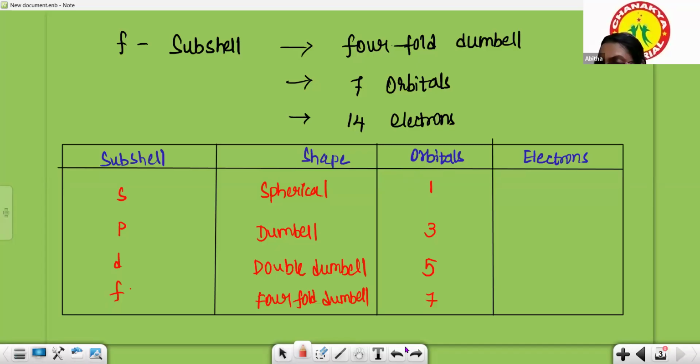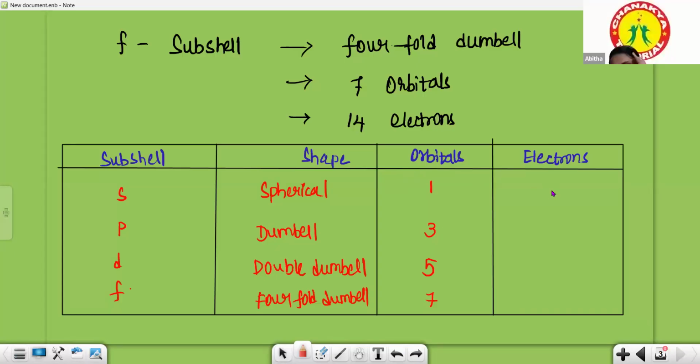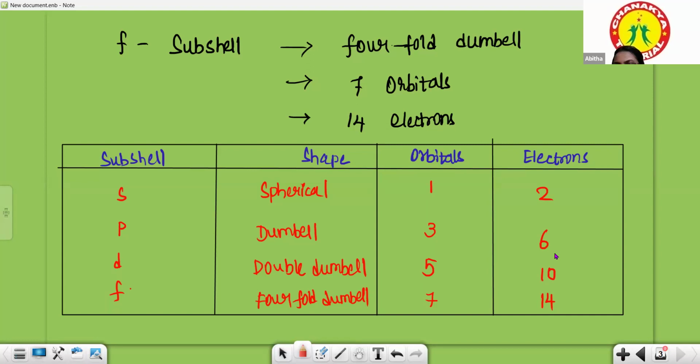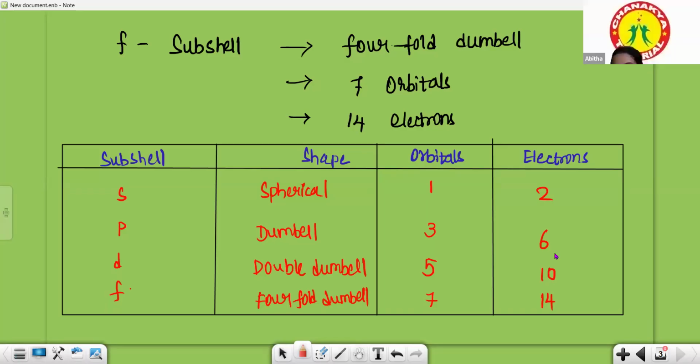If you know the orbitals, then it is easy to count electrons. Can you tell me the electrons now? 2 electrons, very good. Next, 6, 10, 14. This is the normal discussion about the subshells, the number of orbitals, their shape, and the number of electrons. Clear so far, Srivatsa? Yeah, good.